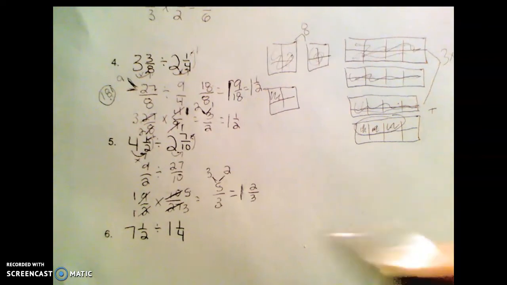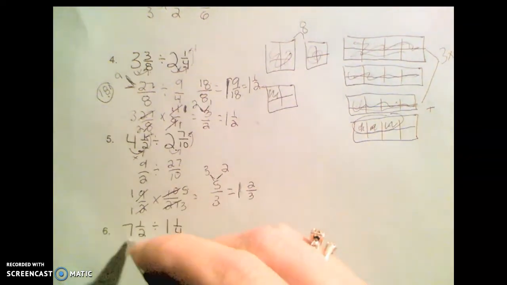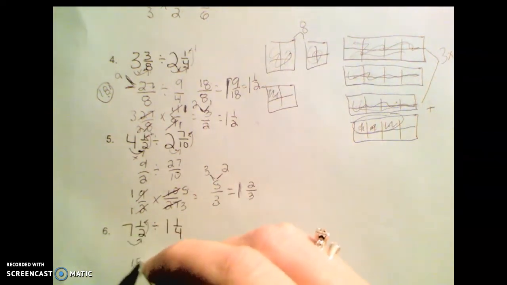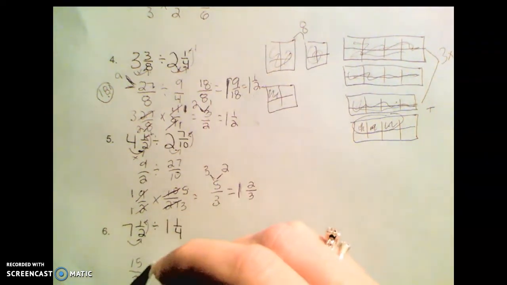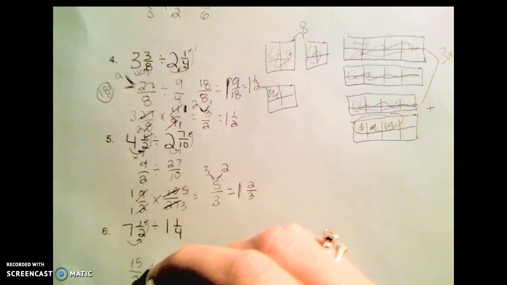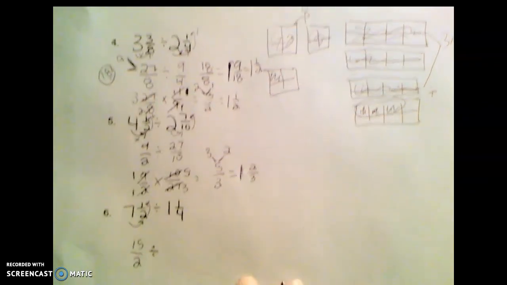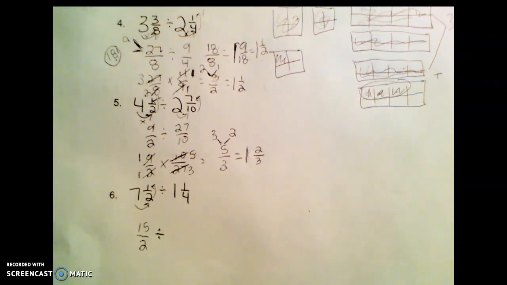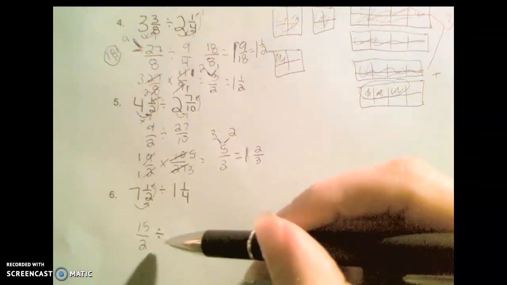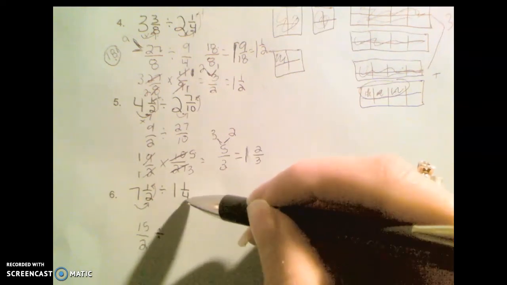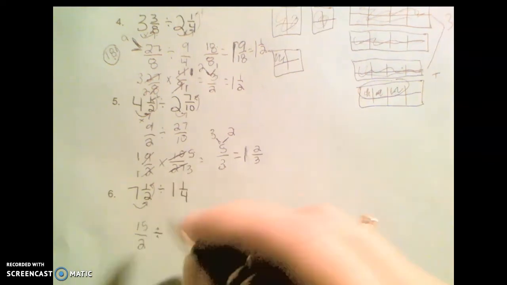7 1/2 divided into 1 1/4. 7 times 2 is 14, plus 1 more is 15 halves. Divided by, have to make it a fraction divided by a fraction. Fractions really only play well with each other, so they don't like mixed numbers or whole numbers, so we have to make them all fractions. So 15 divided by 2, 15 halves divided into 1 times 4 is 4, plus 1 is 5.